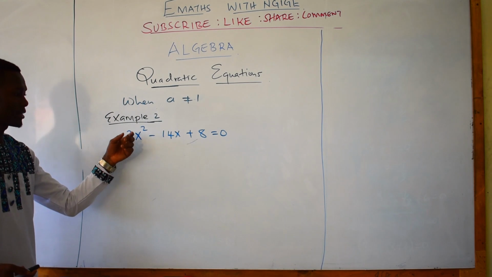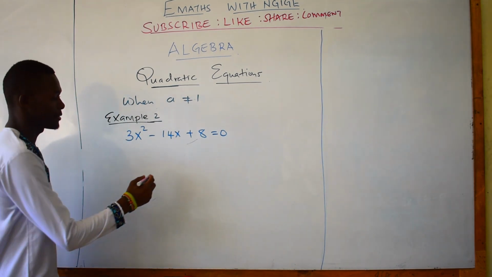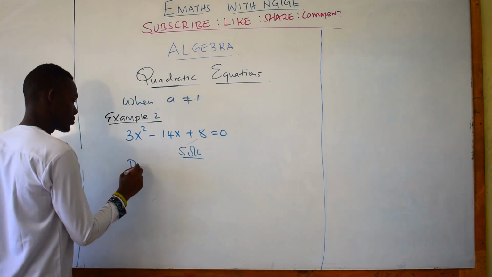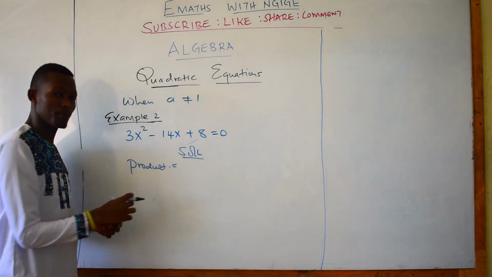Example number 2: 3x squared minus 14x plus 8. The solution is still the same. So therefore, solution: find the product. So what is our product here? Yes, what is our product?